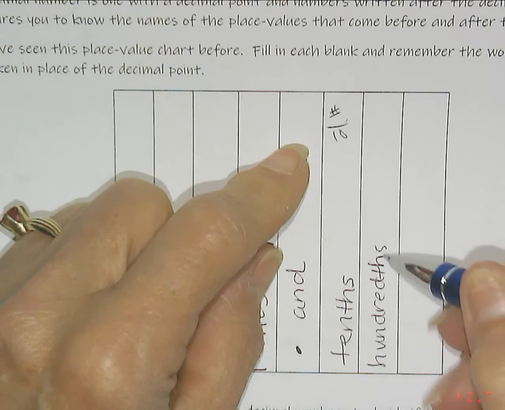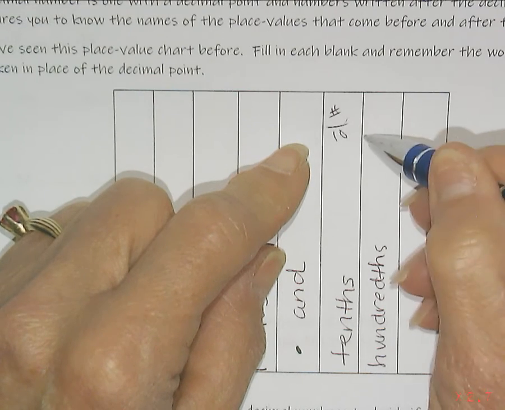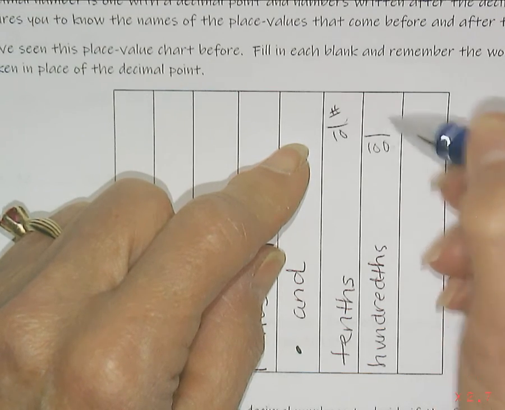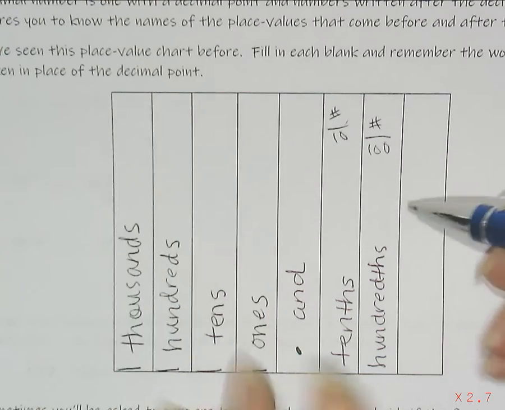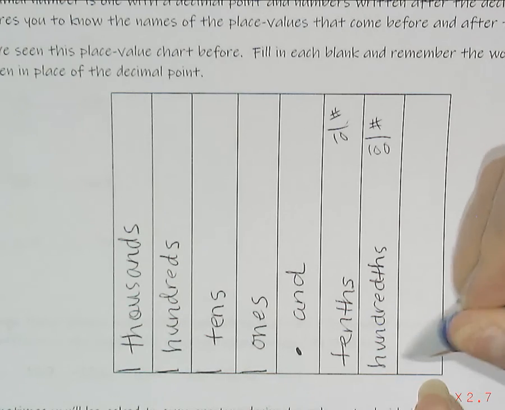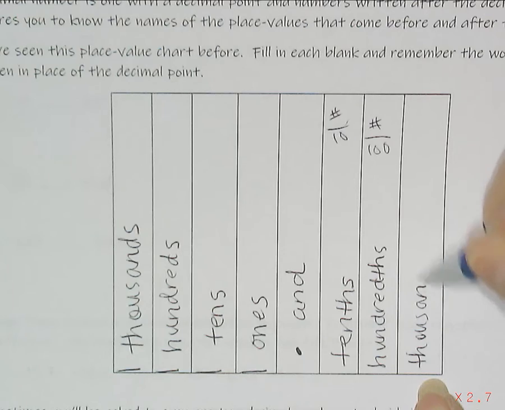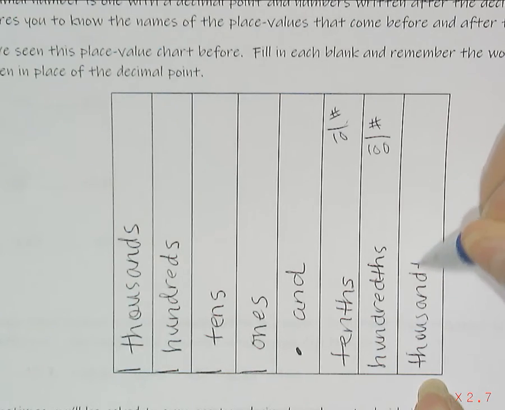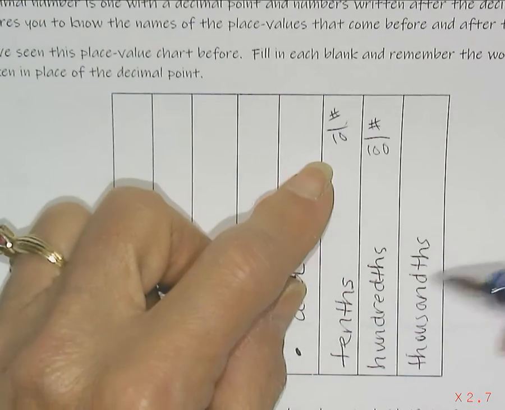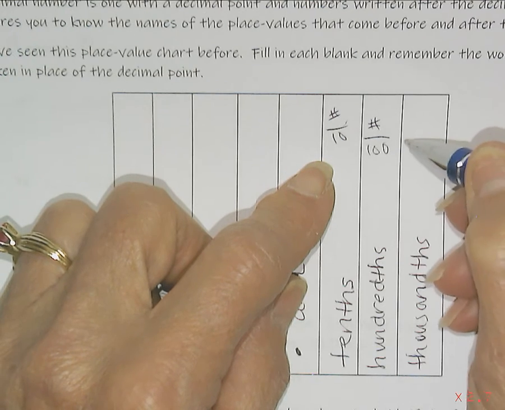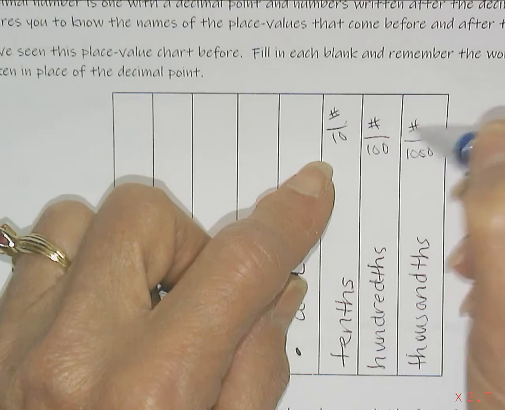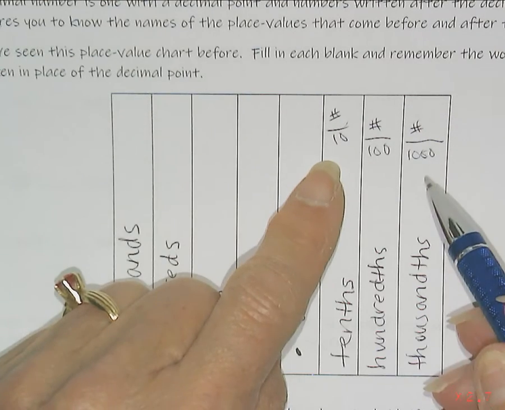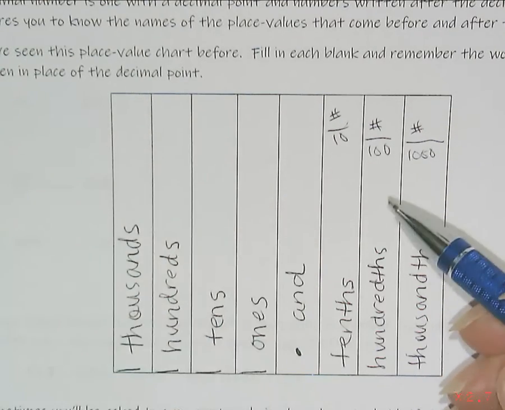So if we were writing something as a fraction, hundredths means the bottom number is 100, some number out of 100. And then after hundredths, even smaller, is thousandths. Thousand, THS. So thousandths, if you read it and wrote it as a fraction, the bottom number in your fraction would be 1,000.